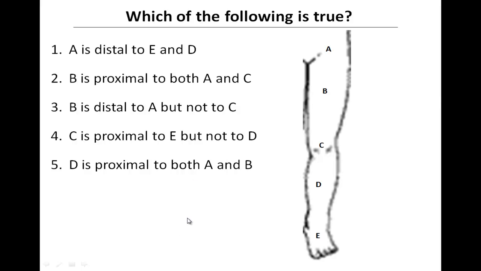Alright, and the correct answer is the third. B is distal to A. It's further away from the core of the body, but it is not distal to C. It's actually proximal to C. None of these others satisfy both situations.